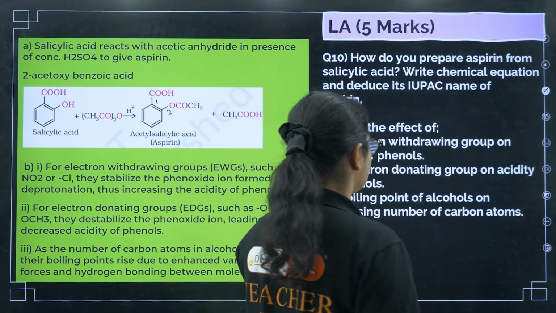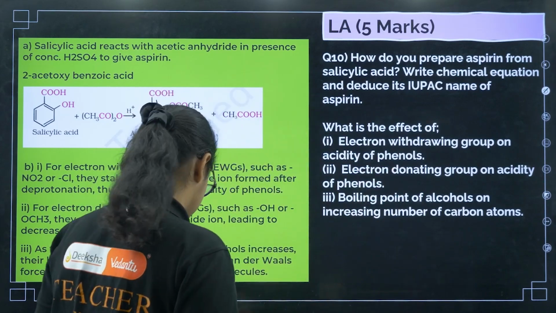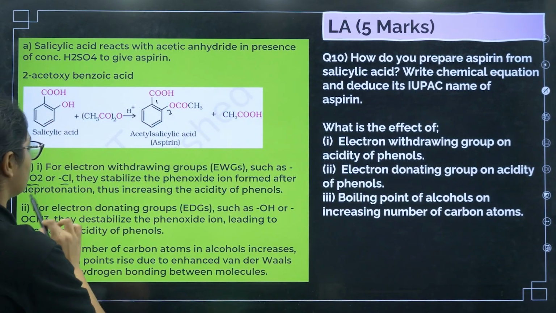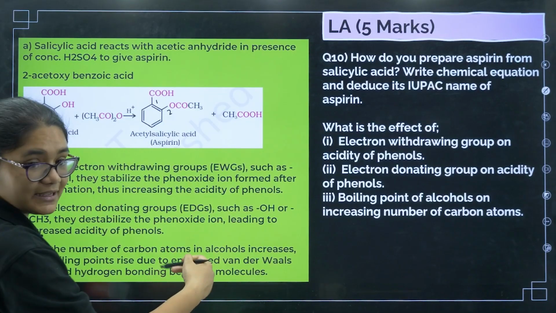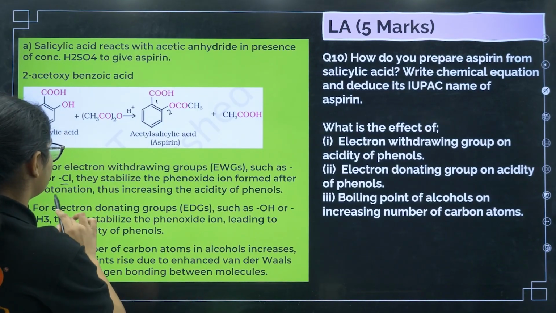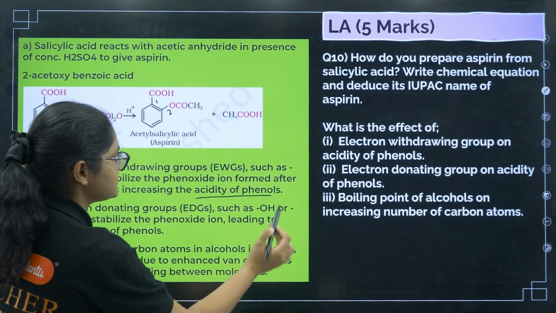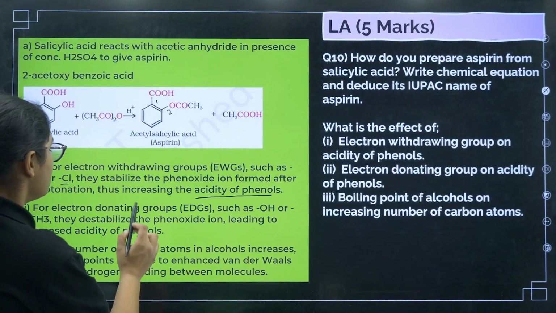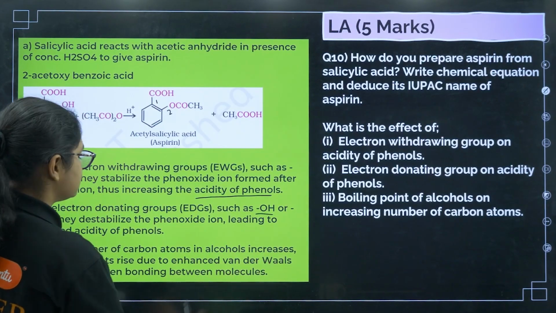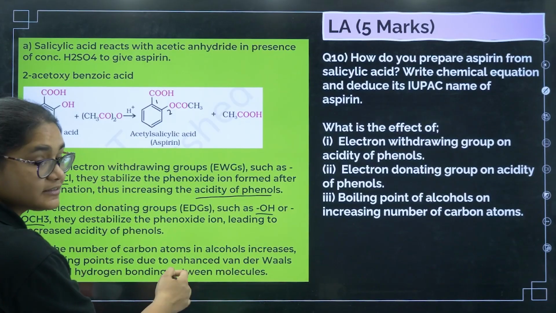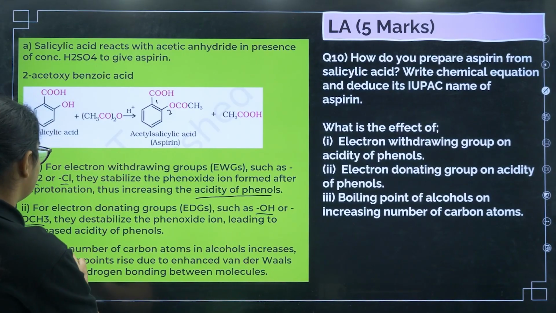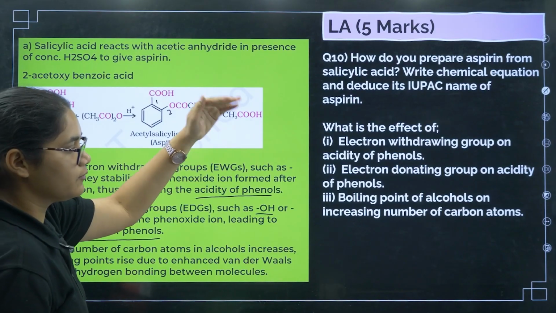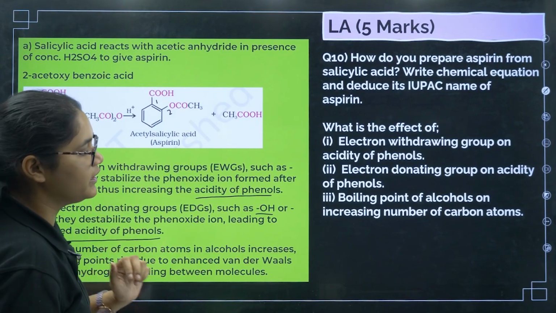Next, what is the effect of electron withdrawing group on the acidity of phenols? So electron withdrawing groups such as NO2 group or Cl group stabilize the phenoxide ion formed after deprotonation, thus increasing the acidity of the phenols. What is the effect of electron donating group? For electron donating groups such as OH, OCH3, they destabilize the phenoxide ion, leading to decreased acidity of the phenol. So electron withdrawing group will increase, electron donating group will decrease.